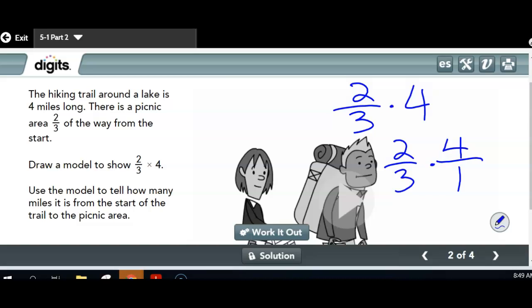Multiply the numerator. Good. Multiply your numerator. So 2 times 4 equals 8. And you multiply both of your denominators. Good. Multiply the denominators. 3 times 1 is 3. You get 8/3. Multiplying fractions, you just multiply across.